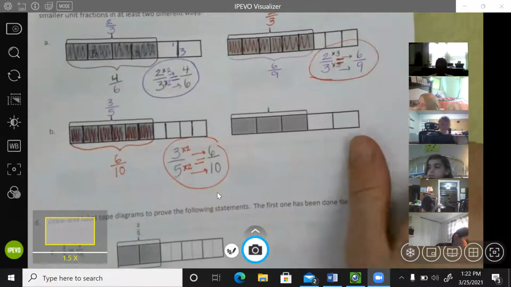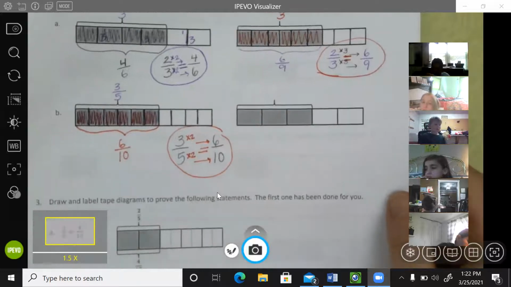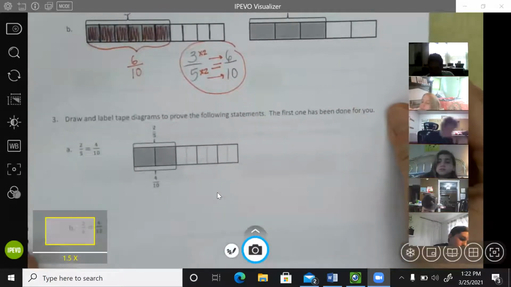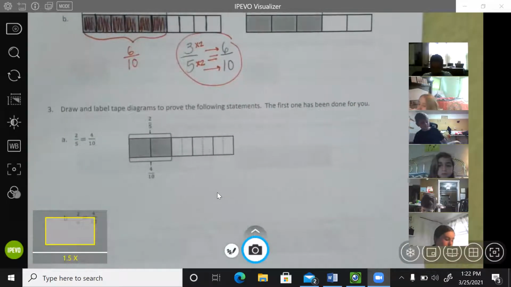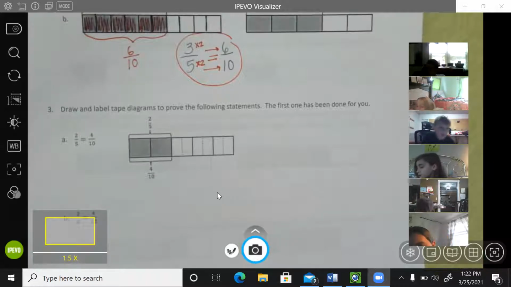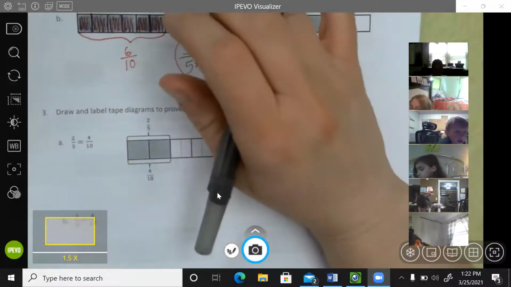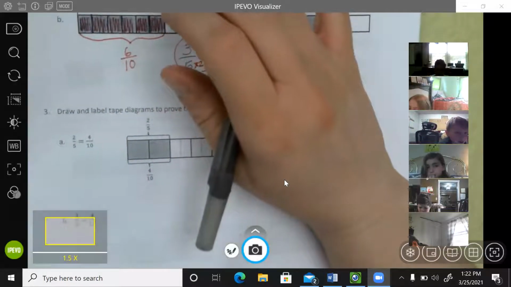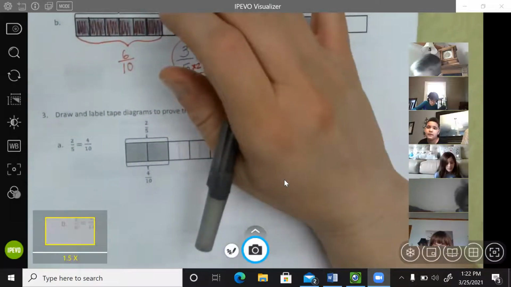Okay, let's go ahead and move down to number 3. Marie Dinkle, go ahead and read the directions for number 3. Okay, draw and label tape diagrams to prove the following statements. The first one has been done for you. Okay, so now this time we have to draw and prove this.